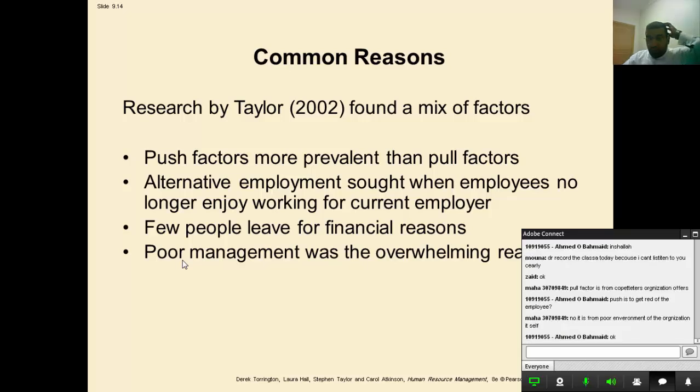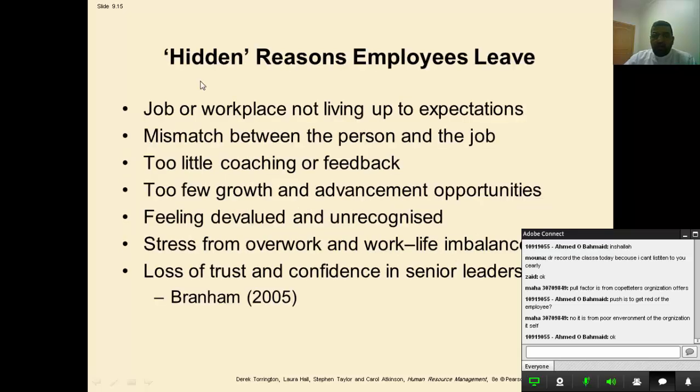So finally, poor management was the overwhelming reason. That means poor management is the most important reason in turnover. So these are some interesting findings about turnover. Finally, the hidden reasons for leaving the job. For example, the job or workplace not living up to their expectations.